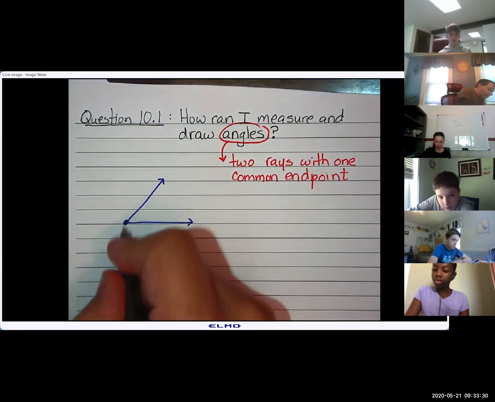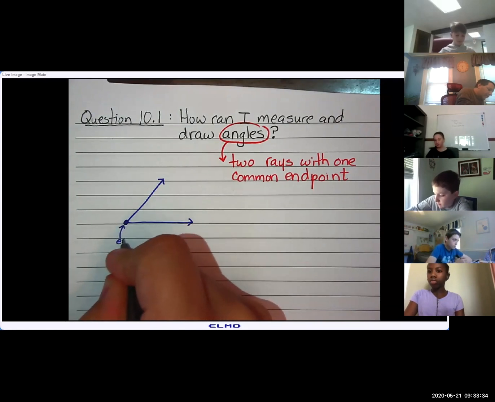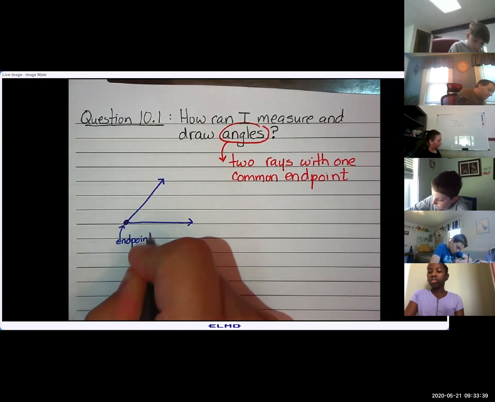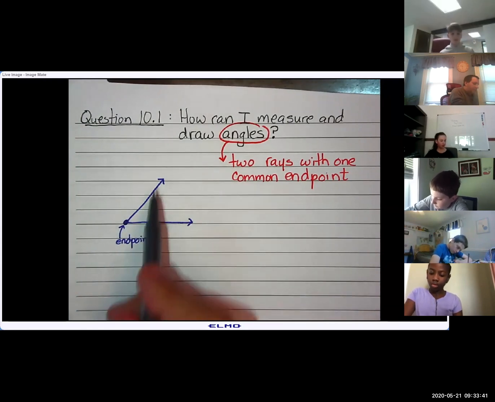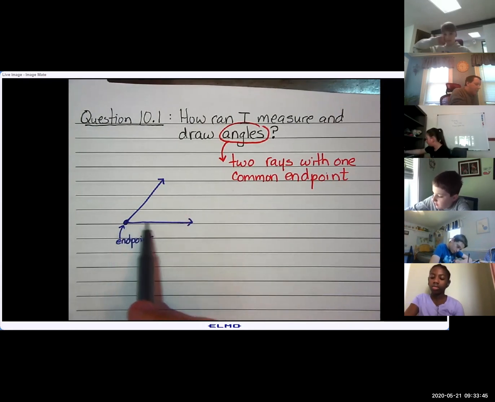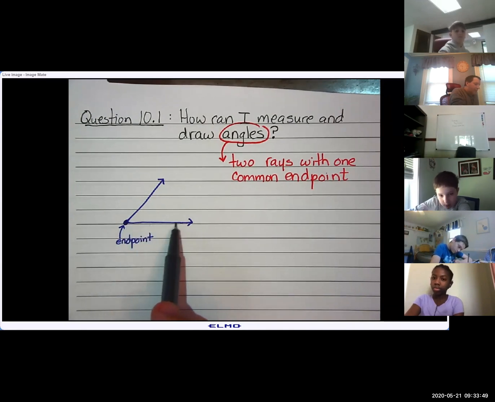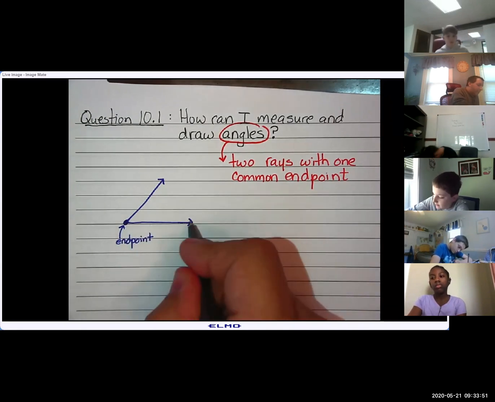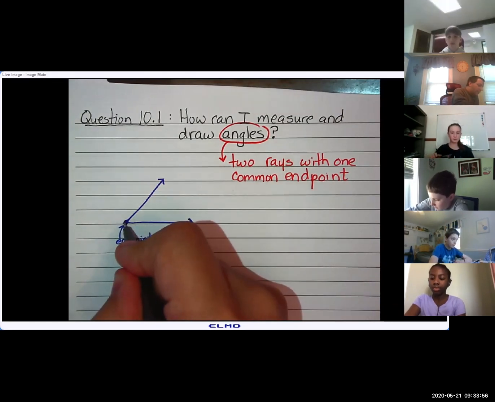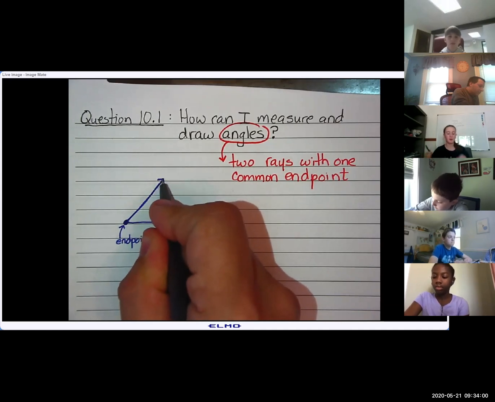So this right here, this is an endpoint. Because these two, I'll call them lines, they're actually rays. These two rays start here, and the arrow indicates that it keeps on going forever in this direction. And this ray starts here, it keeps on going forever in this direction.